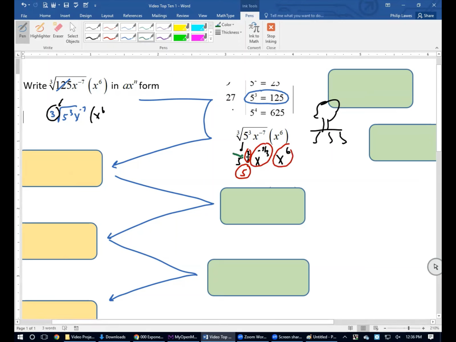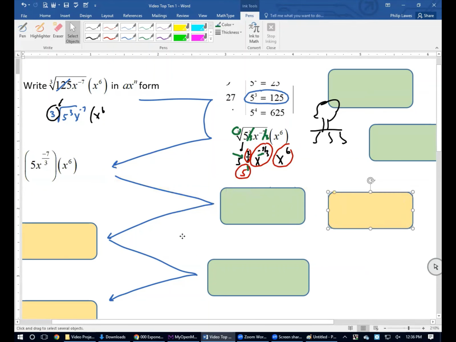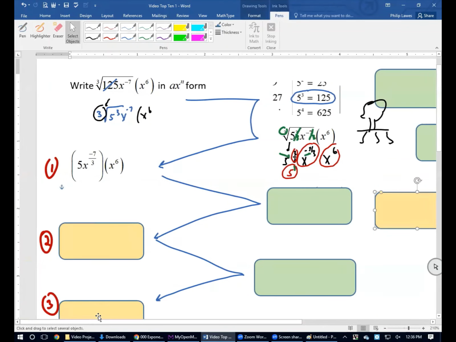Where did I get this 3 on the bottom? From here. I put each one of those over 3 and recognize that 3/3 is 5 to the 1, which is just plain 5. So this now becomes just plain 5, x to the negative 7/3, x to the 6th.